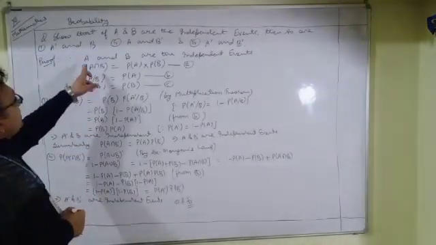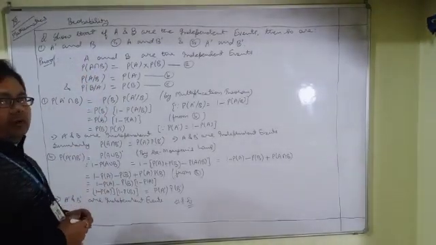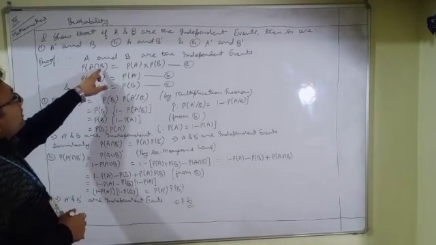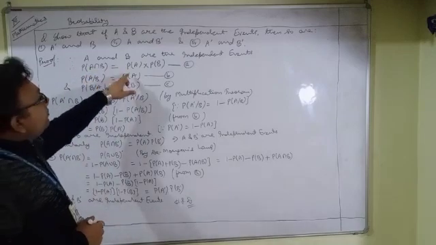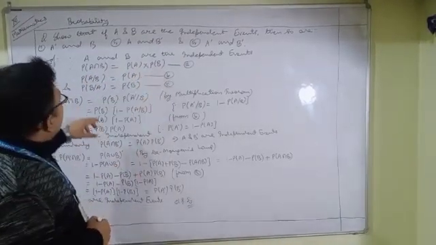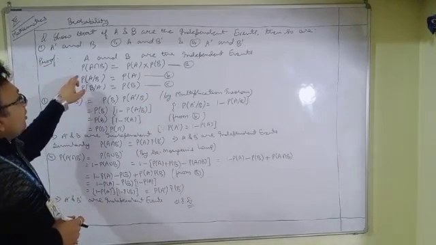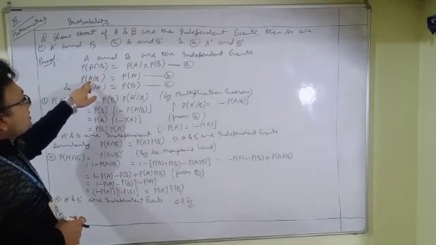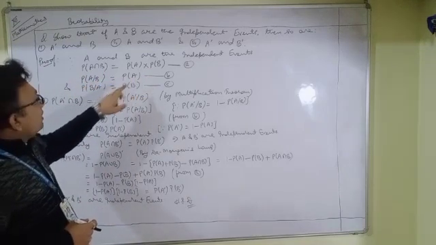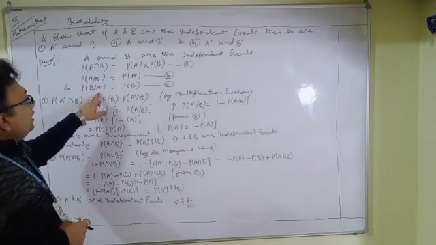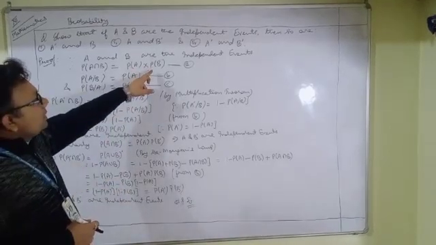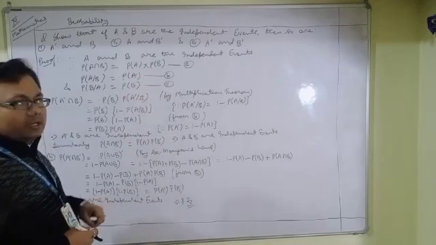Now, since A and B are independent events, we just learned that the probability of A intersection B in this case will be equal to the probability of A into the probability of B. Also, on the basis of this result, the probability of A given B will be equal to the probability of A, and the probability of B given A will be equal to the probability of B. These are results A, B and C respectively.